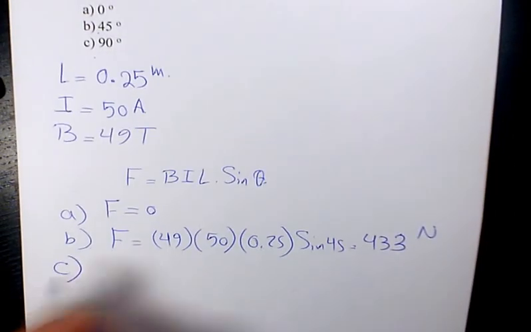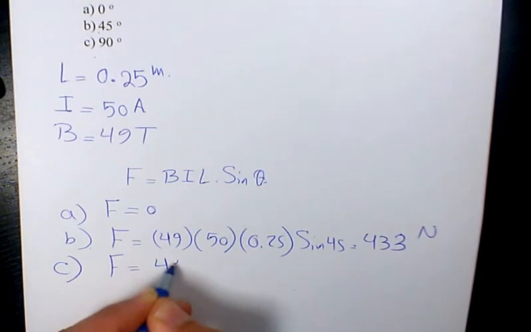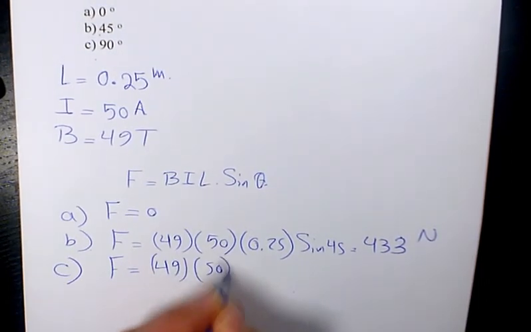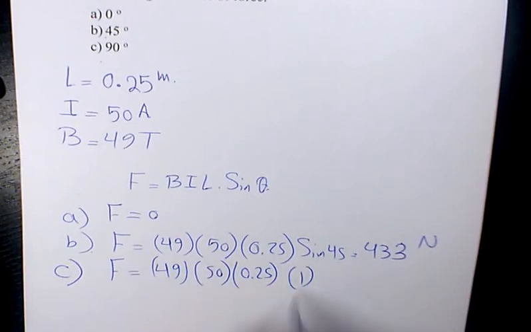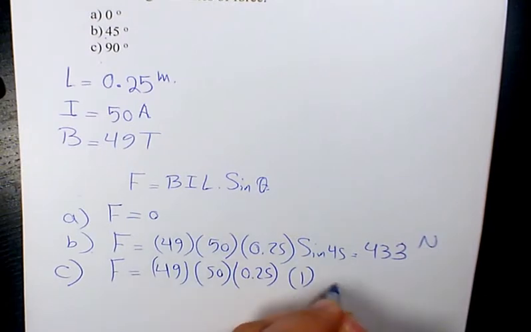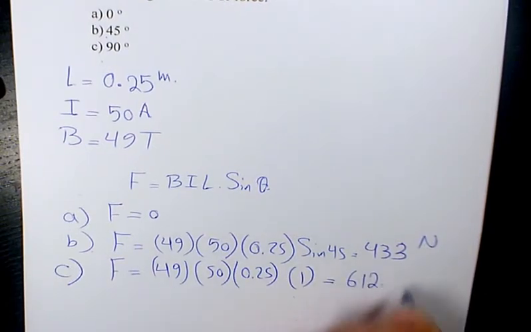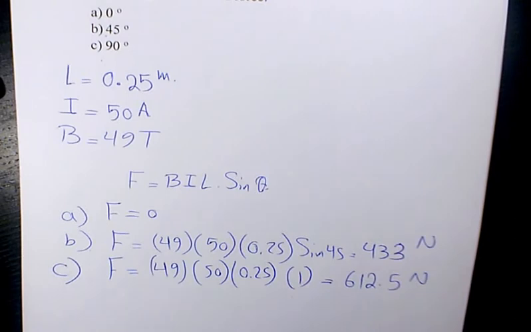Now part C, everything's the same except the angle. Sine 90, sine 90 is 1. So 49 times 50 times 0.25, that will be 612.5 Newton. That's the magnitude of the magnetic force.